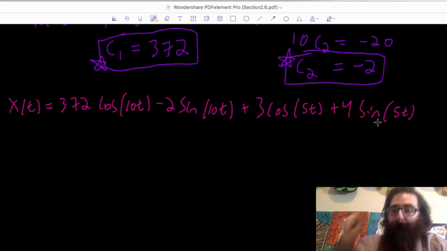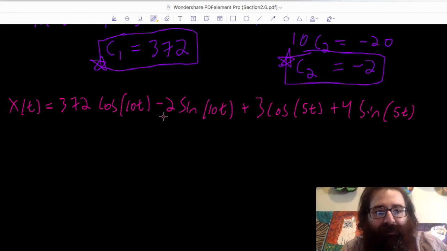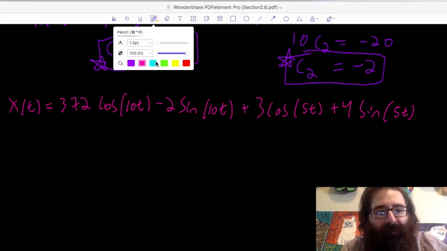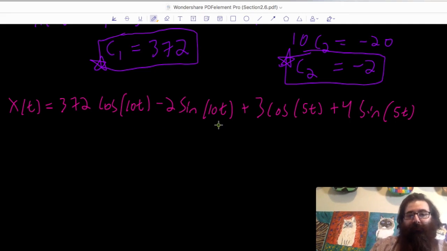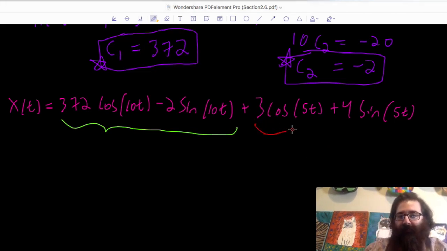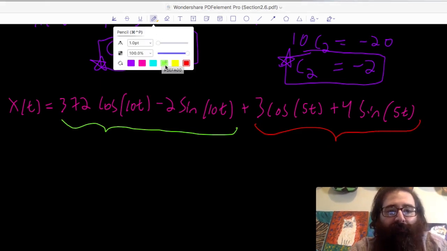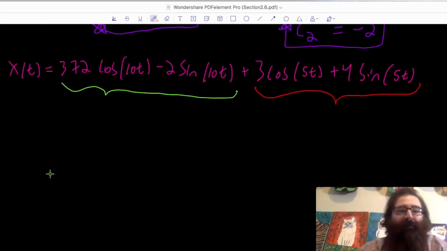But here's where we get bonus round. Yes, because here I want to write this as the sum of 2 oscillations, and now I have 4 pieces. So what I want to do is find the like cosines and sines with the same argument. So cosine 10t, sine 10t, these are going to get grouped together into one cosine function. And cosine 5t, sine 5t, these are going to get grouped together into one cosine function as well. And for each of these, I want to find capital C.